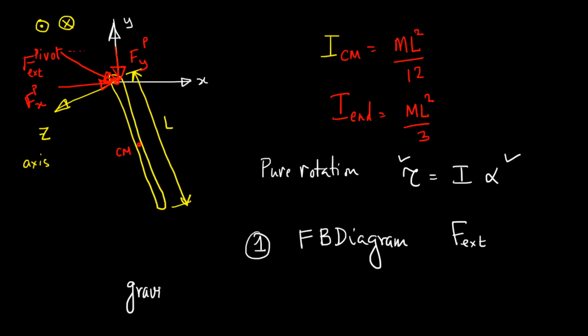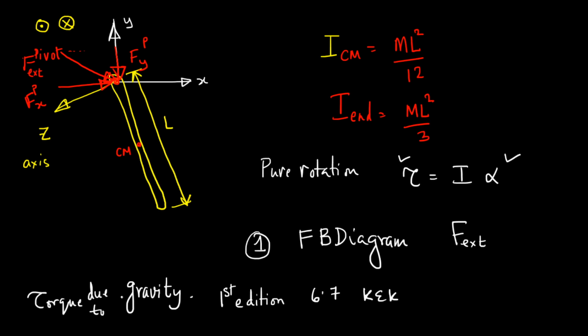Now there is an example in the first edition, I think it's example 6.7. I don't remember the page number, in Kleppner and Kolenkow, where he gives a beautiful proof of the torque due to gravity. Now, the point here is that there are a lot of particles. It's a system of particles. Don't forget that the scale is a system of particles.